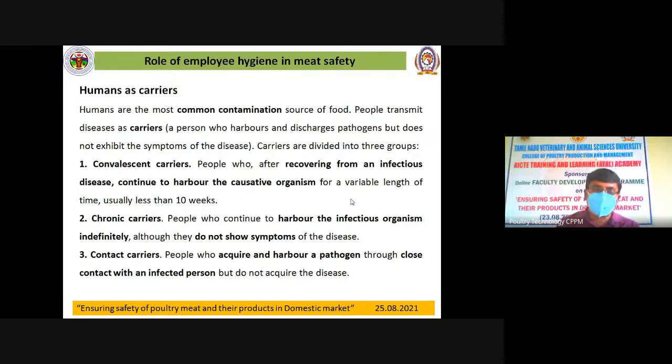And contact carriers are people who acquire and harbor a pathogen through close contact with an infected person, but do not acquire the disease.